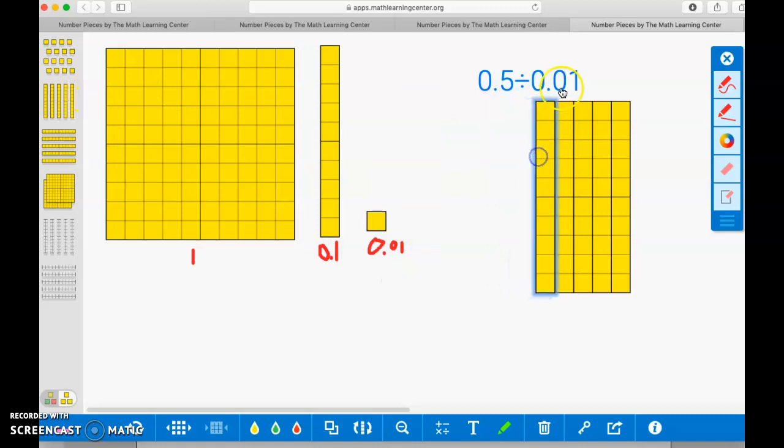Okay, and then how many 100ths are in here? So I knew that in one of these there were 10, right? 9, 10. I got 5 rows of them, so altogether that'll be 50.